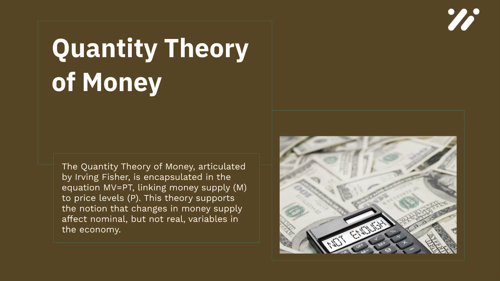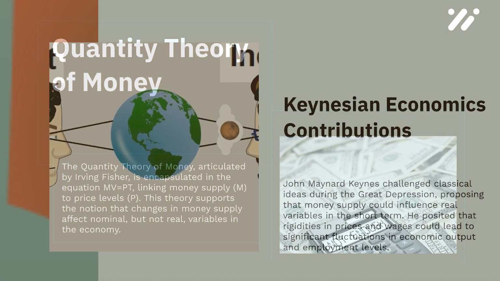Quantity theory of money. This theory, summarized in Fisher's equation of exchange, MV=PT, where M is the money supply, V is velocity, P is the price level, and T is the volume of transactions, assumes that money supply changes directly influence nominal variables like prices.